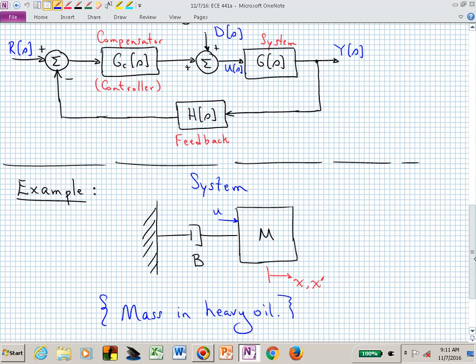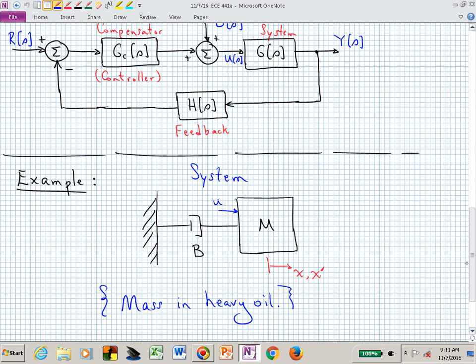And this particular system is a simplification of what you have in the lab. Now we've basically removed the spring, and all we have is damping. So you could think of a mass moving in syrup or heavy oil, and it's a little bit sluggish in terms of its behavior, but we don't have a spring in there.